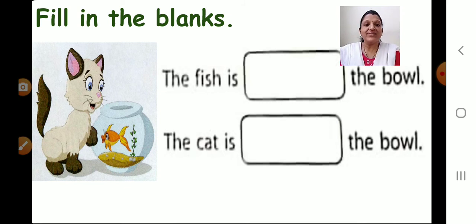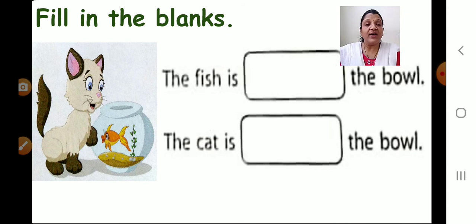Here, what do you see? There is a picture of a cat and a fish. Now here, looking at this picture, we have to identify the correct position and we have to write it in the given box. So we have to fill in the blanks. In this example, let us read it. First line, the fish is dash the ball.